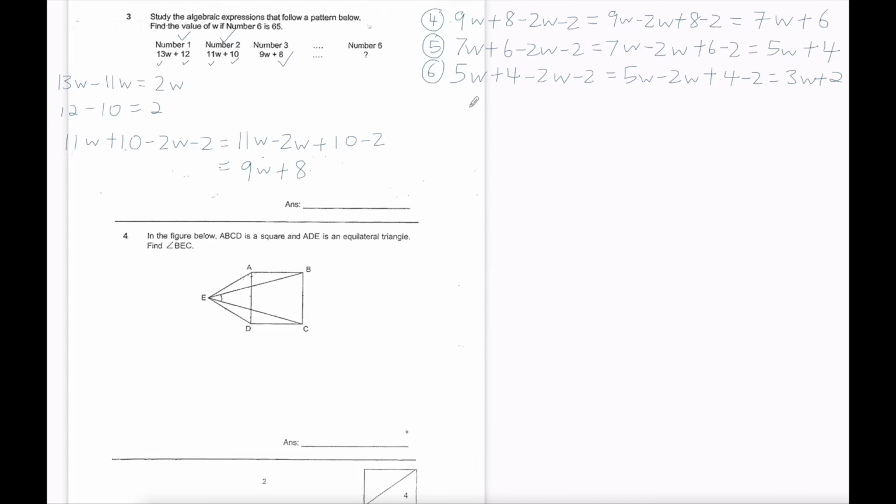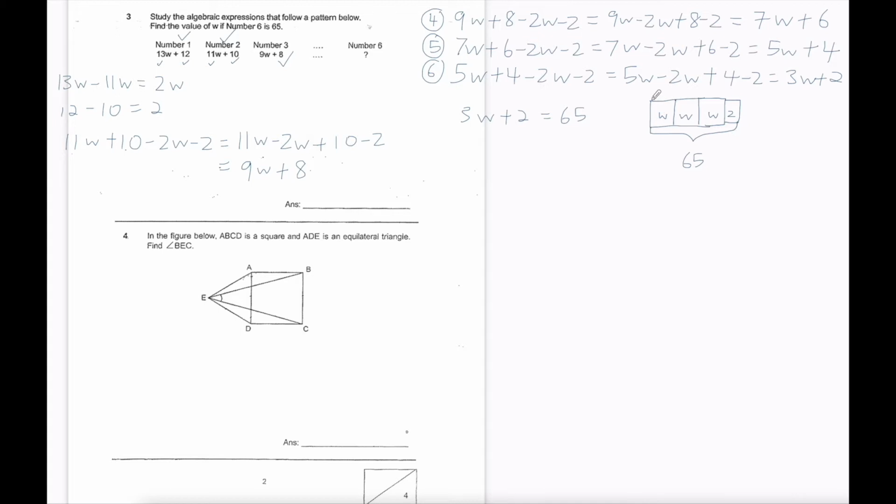And they're telling us that 3W plus 2 equals 65. We have to find W. So this is primary school algebra, so I would draw a model to show you how to do this question, okay? W, W, W, and a 2. Okay, this gives me 65.